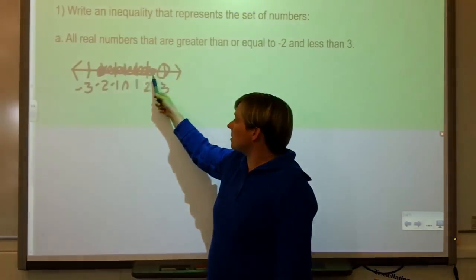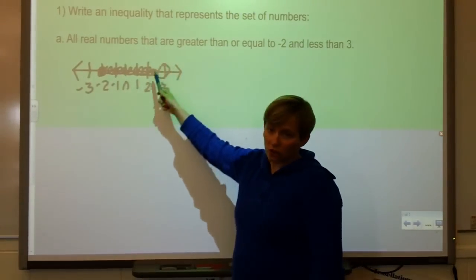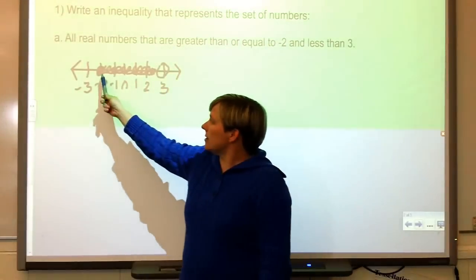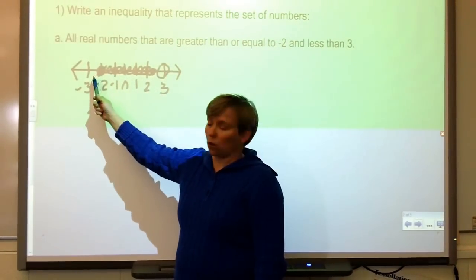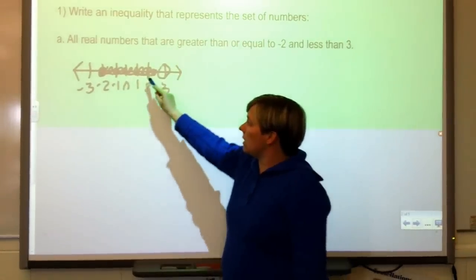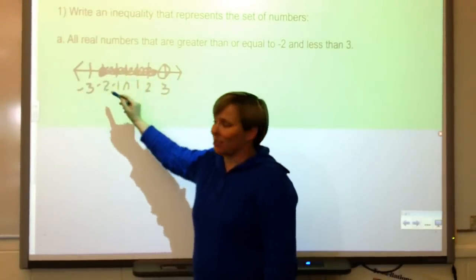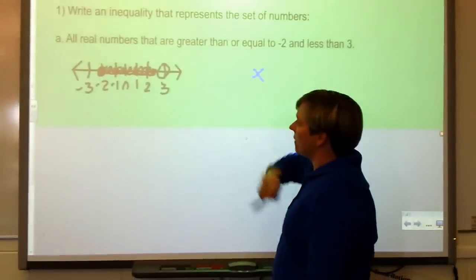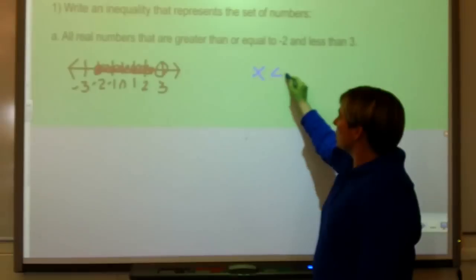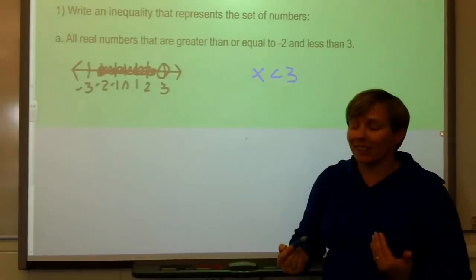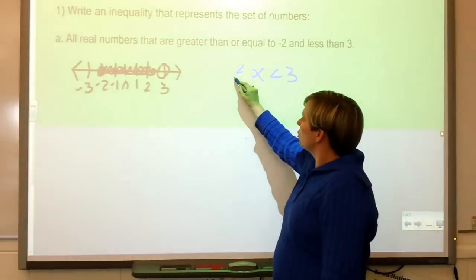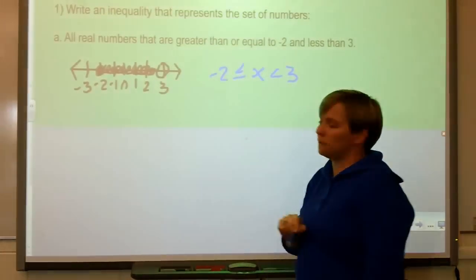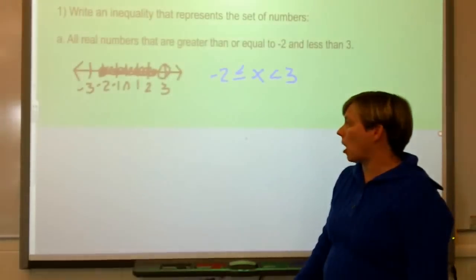I have less than 3, open circle, just like we did yesterday, and at the same time greater than or equal to, closed circle, -2. My variable, my x, is somewhere in between here. So I have x is less than 3, and at the same time greater than or equal to -2. So that would be my compound inequality.